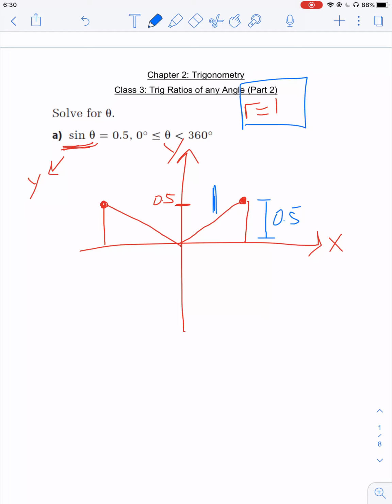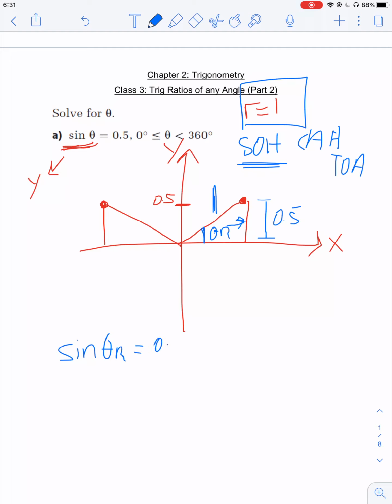Because remember, let's just find this angle over here. So let's just call this theta r, okay? So using SOHCAHTOA, let's just focus on it, so sine theta r is equals to opposite, right? What do I have on the opposite of this angle? It's 0.5. And what is my hypotenuse? It's 1, right? Which is what my question has, right? So I'm just arranging my triangles in such a way that it respects the questions, okay?